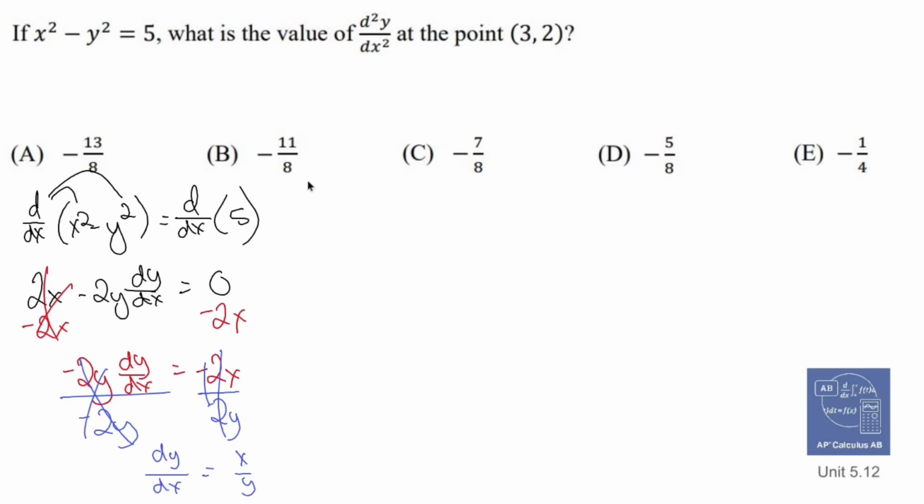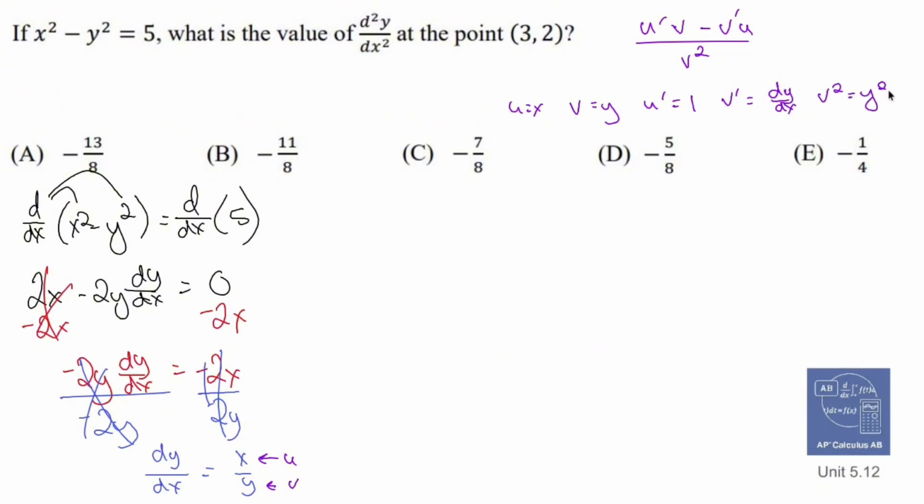I now need to take the derivative of that, which means quotient rule: u prime v minus v prime u over v squared. In this case, u is x, v is y, u prime is the derivative of x with respect to x, so 1. V prime is the derivative of y with respect to x, so dy/dx. And v squared is y squared.